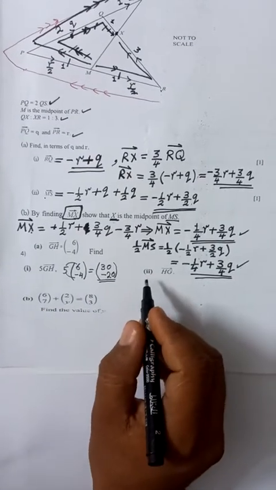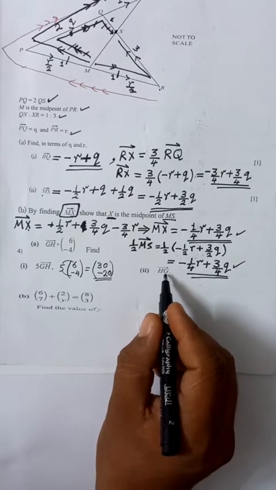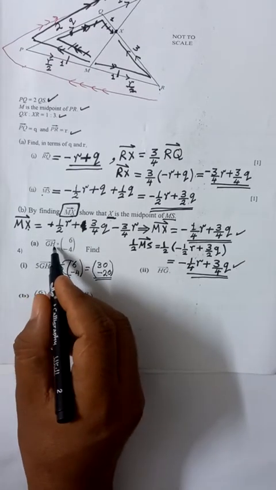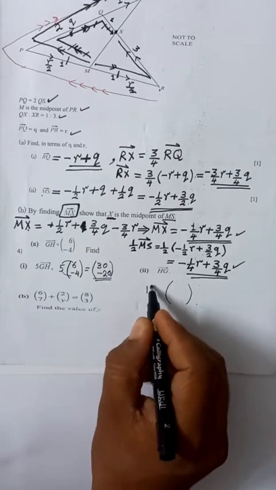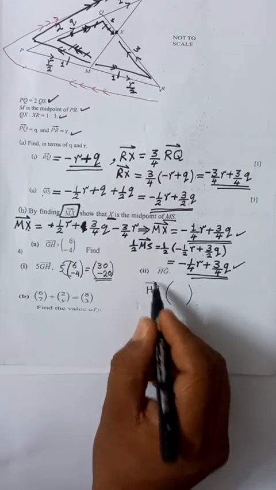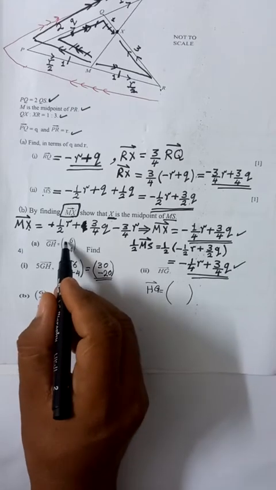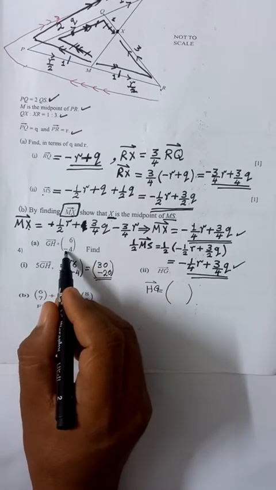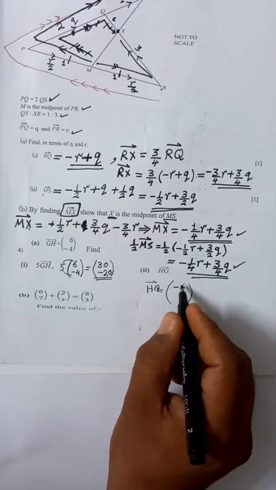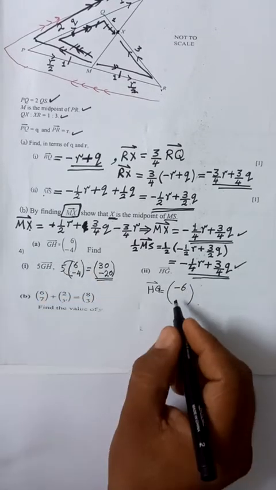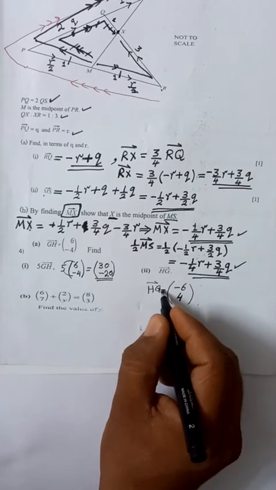Number 2, we need to find HG. Actually, we have GH, so HG is the opposite. Okay, so how can I find HG? I will just change the sign of the horizontal component and the sign of the vertical. So the horizontal was positive 6, it will be negative 6. And the vertical was negative 4, it will be positive 4. This is how to find HG.